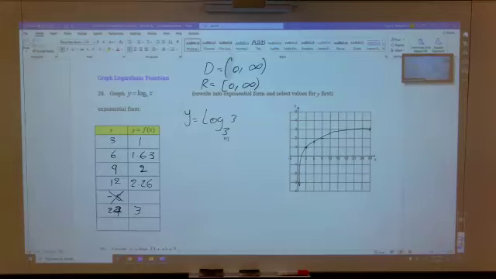You got the idea how to graph it? Now can we do the same thing with the next one?